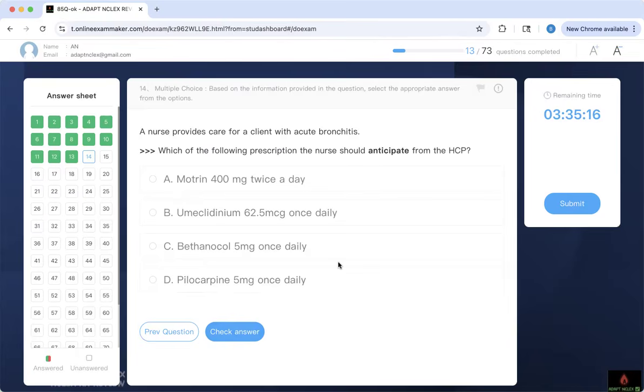Let's provide care for a client with what? Acute bronchitis. Morphine, 400 milligrams twice a day. Umeclidinium, 62.5 microgram once daily. Bethanechol, 5 milligram once daily, and pilocarpine, 5 milligram once daily. There's a concept here. It's about a COPD patient with acute bronchitis. What medication should you give them? And what medication should they avoid? You pick your answer.